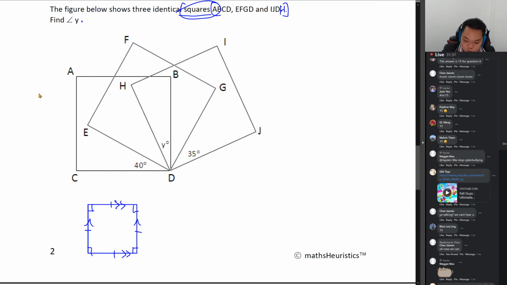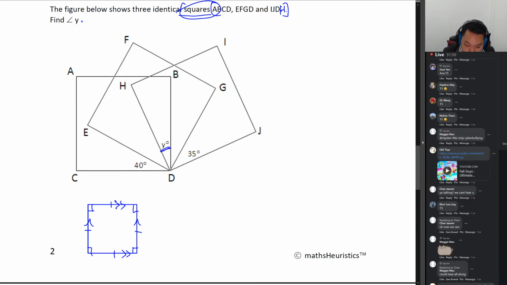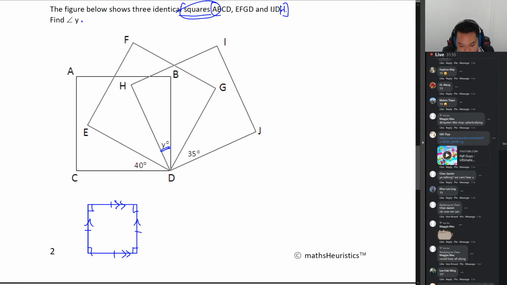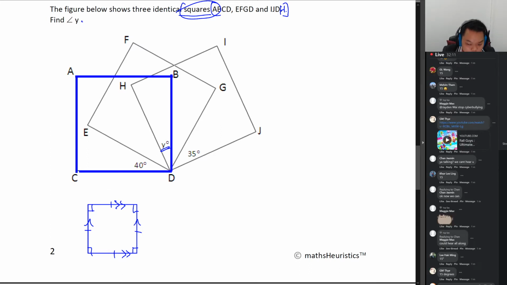Now once you got this ready, find angle y. This is the intended angle that we want to find. How can we find this? Remember in your PSLE, don't use your pen to draw over the model. If you mess it up, you're going to have a very hard time recovering from that.